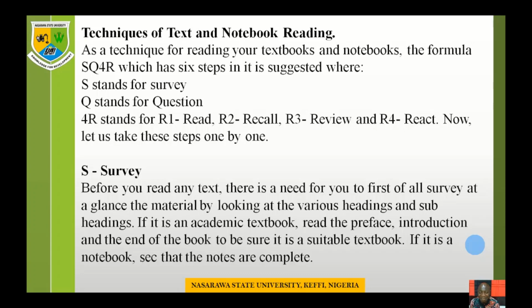Now let us take these steps one by one. The first one, like we said, is survey. S stands for survey. Now, before you read any text, there is a need for you to, first of all, survey at a glance the material by looking at the various headings and subheadings. Just flip through to see what the book contains. Usually, if it's an academic textbook, you are expected to read the preface, the introduction, and the end of the book to be sure it is a suitable textbook for you.